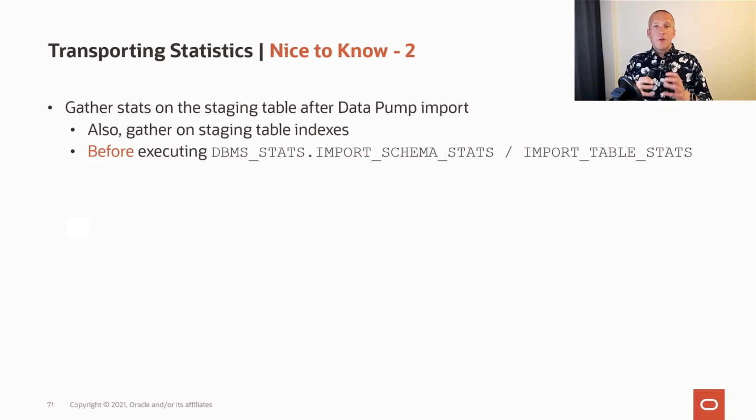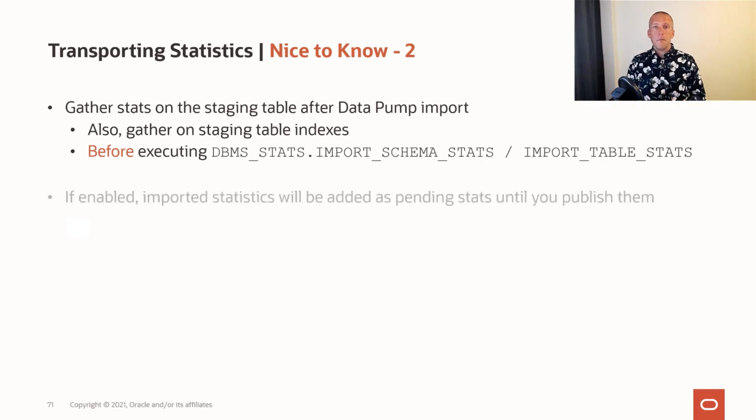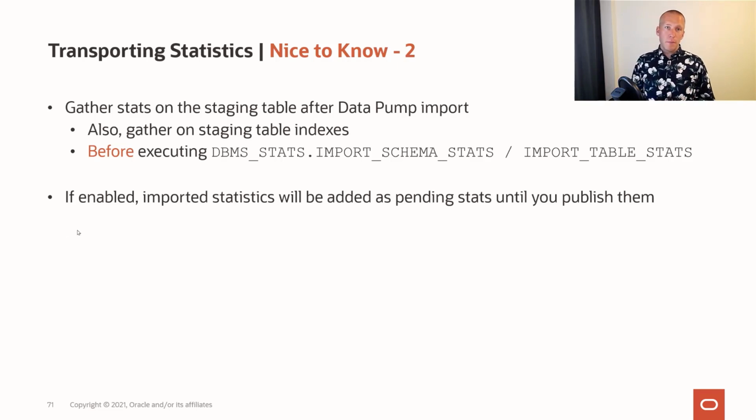When the stats table is created, it is, from a statistics point of view, an empty table. However, you are probably loading in thousands of rows into that table. So in order to give the optimizer some good statistics to work on afterwards, I highly recommend that you gather statistics on the stats table before you run the final import into the data dictionary. And then finally, if enabled, the imported statistics will be marked as pending statistics until you publish them.